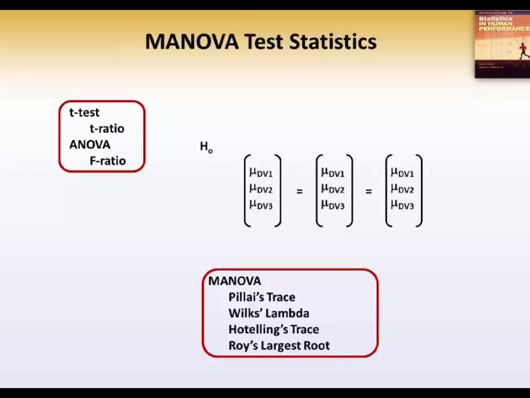They're Pillai's trace, Wilks' lambda, Hotelling's trace, and Roy's largest root. The most widely used, the most often seen test statistic that's interpreted is that of Wilks' lambda. In our example, which we'll show you briefly on how to run a MANOVA on SPSS, we'll interpret Wilks' lambda. The next video actually illustrates how to conduct a MANOVA with SPSS.